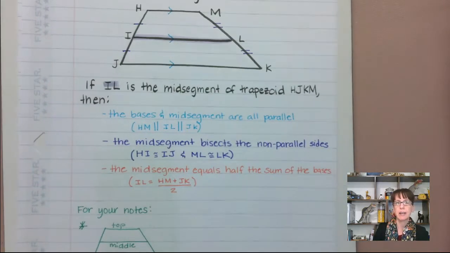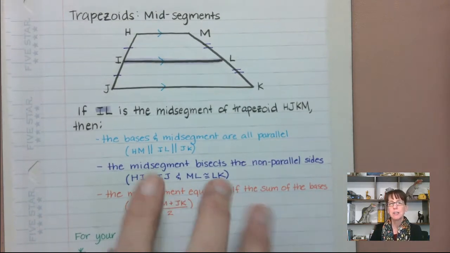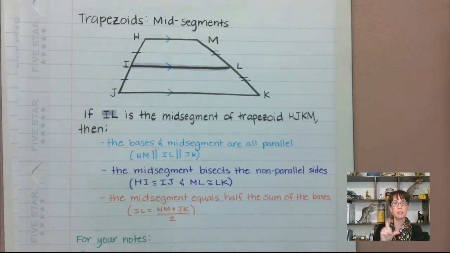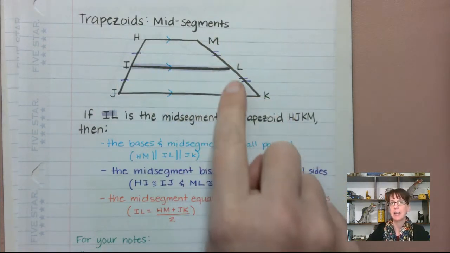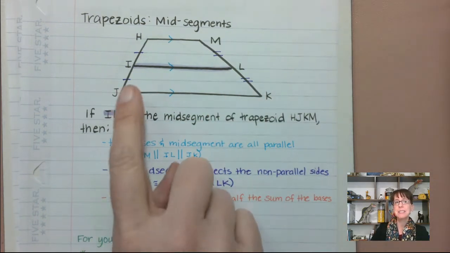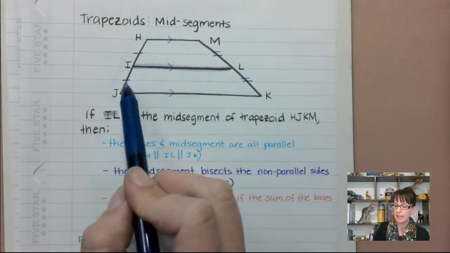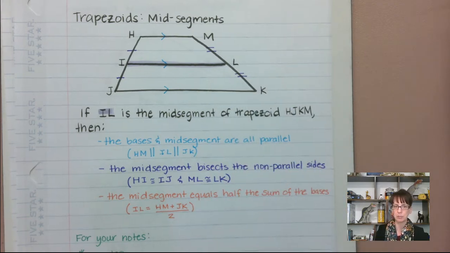The second part of that is the midsegment bisects the non-parallel sides. So on our trapezoid, we have exactly one pair of opposite sides that are parallel. On the non-parallel sides, that's HJ and MK here, the midsegment bisects that. And remember, bisects means cuts exactly in half. So you can see that HI and IJ are equal to each other, and ML and LK are equal to each other.